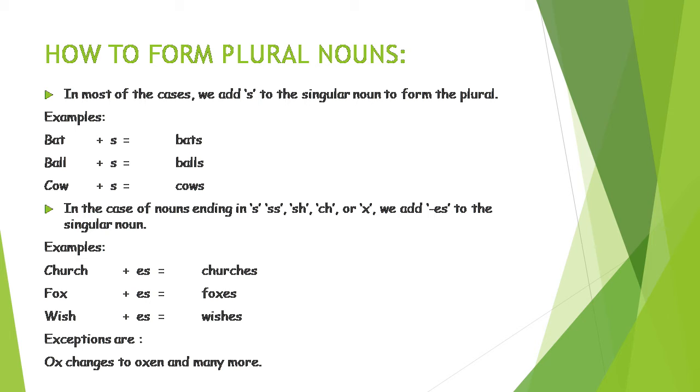The next example is also of the same kind. Wish plus es gives you wishes. There are a few exceptions also, like ox changes to oxen and not to oxes. And there are many more examples of this kind.